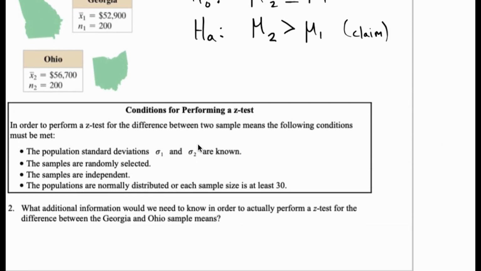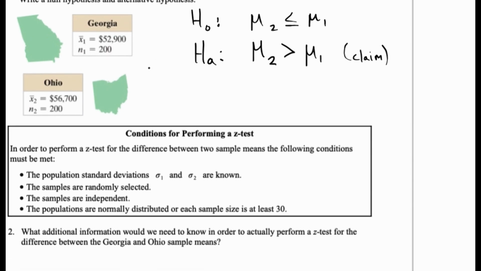Okay, now we have to look carefully at the conditions for performing a z-test. What is required for this type of problem? We have to know the population standard deviations of both of the populations involved. It has to be that the samples are approximately randomly selected. Samples should be approximately independent. And the populations have to be normally distributed, or our sample size should be at least 30. In this case, we do have sample sizes that are at least 30, so we're all set on that.